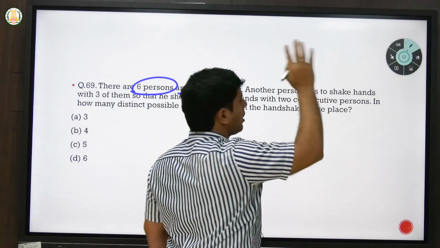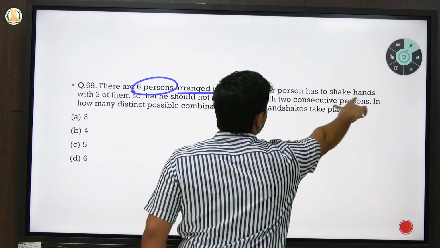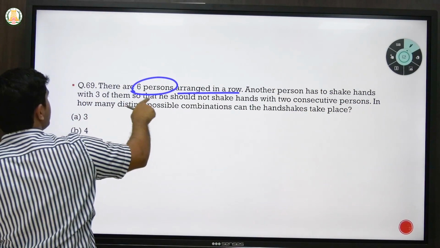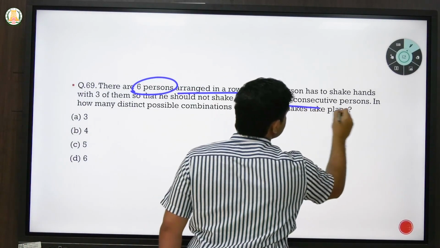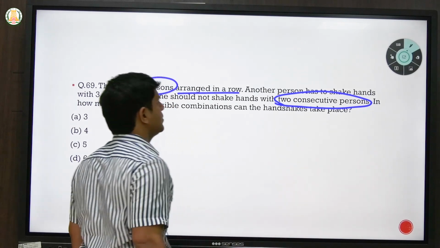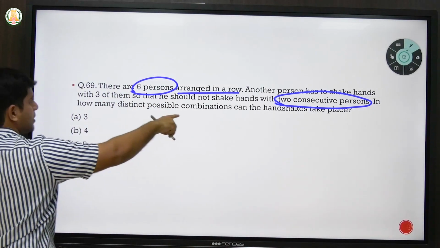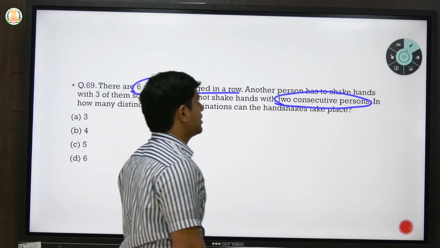Another person, not these 6 but some other person, has to shake hands with 3 of them so that he should not shake hands with 2 consecutive persons. Again this consecutive nature has come. In how many distinct possible combinations can the handshakes take place?